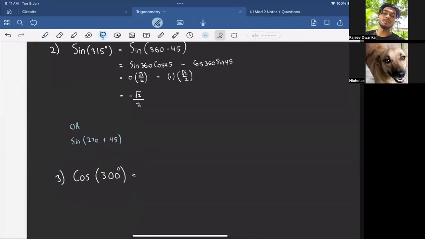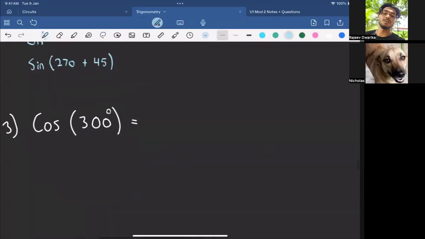Question 3. You could either add or you could minus. Which one do you want to go with? Addition or minus? This one I minus. All right, so they get 300. What can you say? So cos 360 minus 60.